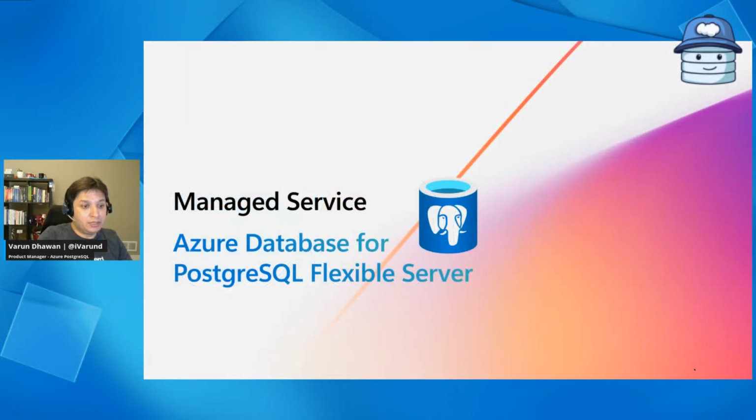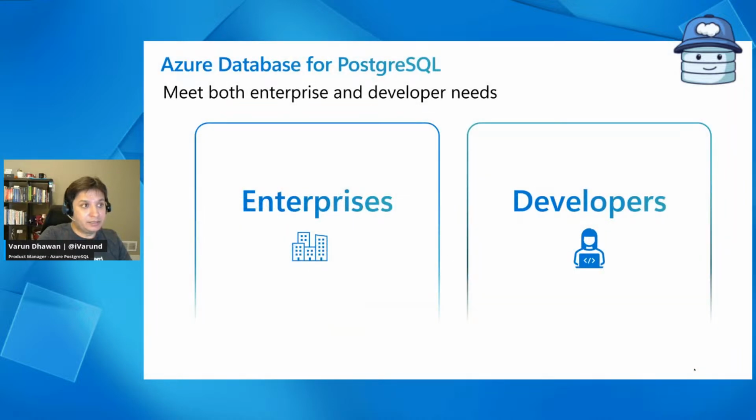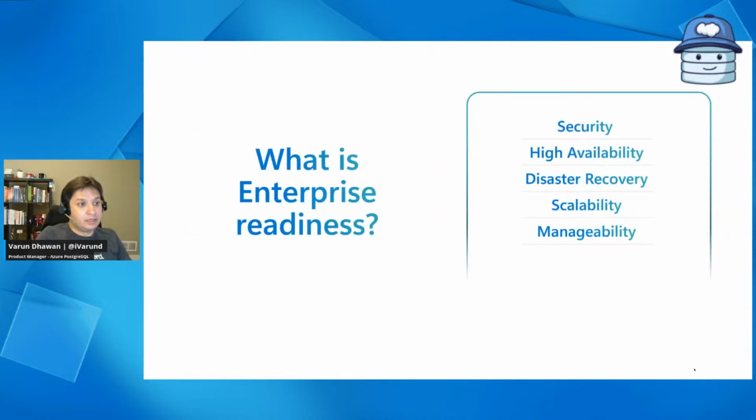Okay, so now about our managed service. When we build this managed service, we think about two very definite user personas, one being enterprises, one being developers. So what does enterprise want? What does developer want? Enterprise wants basically security, high availability, disaster recovery, scalability, and manageability. All these are required so that you can run a very predictable enterprise-class database system on any database. And all these things come built in.